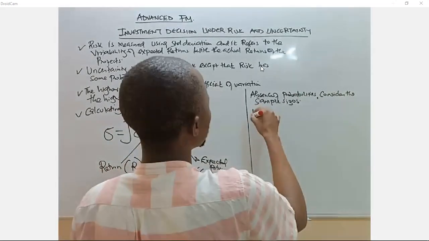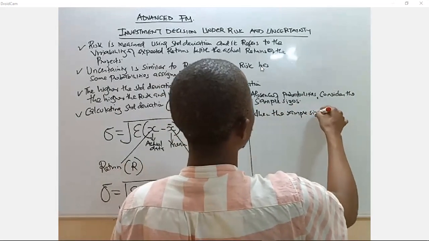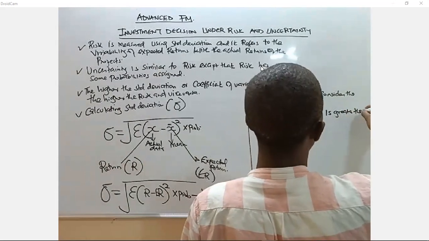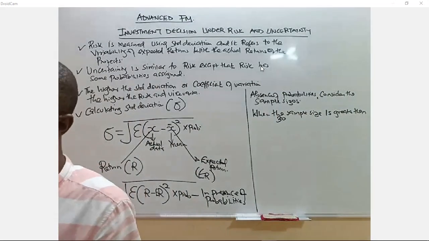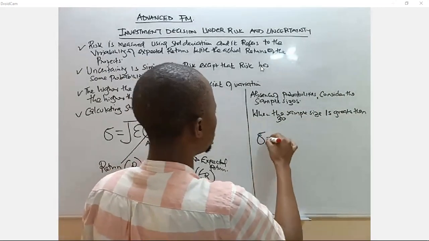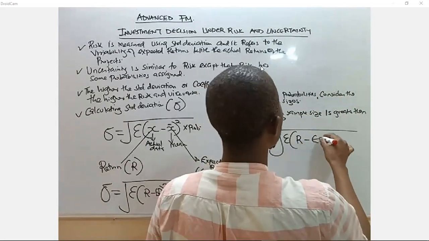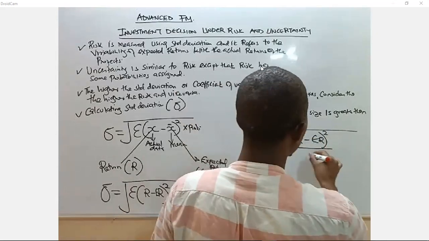I say, when the sample size is greater than 30, what are we going to be using? When the sample size is greater than 30, to get our standard deviation, we can use the root of the summation of return minus expected return squared, not multiplying by the probability there, but we divide by n.